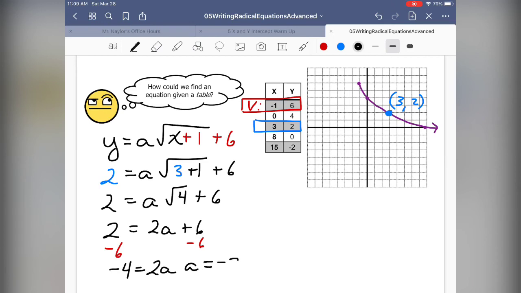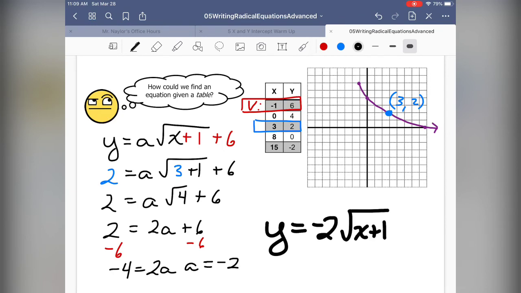Make sure that you realize that once we know that a equals -2, we can actually fill that in to our final equation. And so your final equation is going to have a -2, the square root of x plus 1, and +6, just like we had before. Now, the negative that we got in this answer should make you happy as we see a graph that is reflected. It was reflected the moment that we drew it because, of course, it's going down. So it sounds good that we have this negative sign.